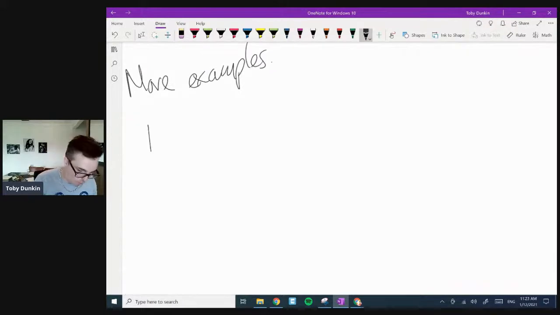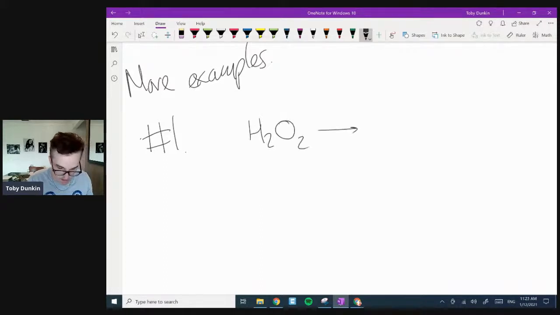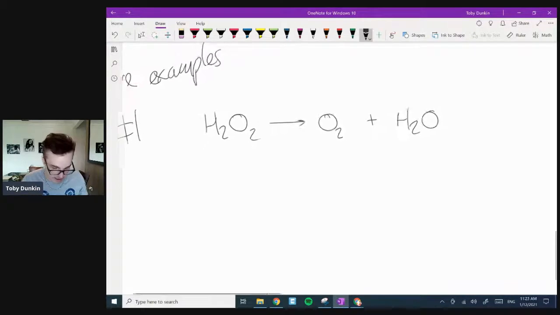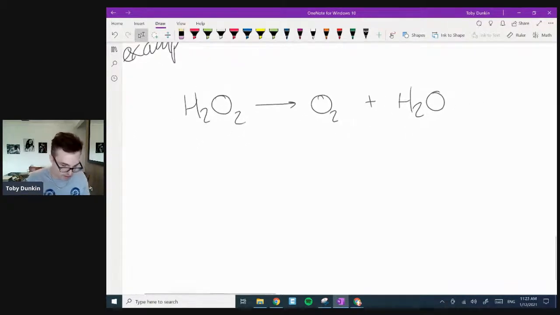So example number 1. We've got hydrogen peroxide going to oxygen and water. Balance the equation. So 2 hydrogens, 2 hydrogens, 2 oxygens, ooh, 3 oxygens. Half. Winner! I love halves.